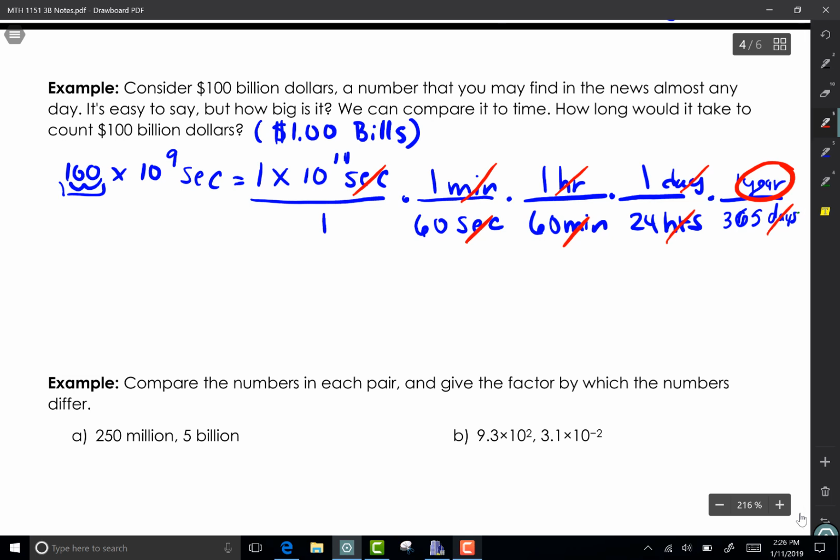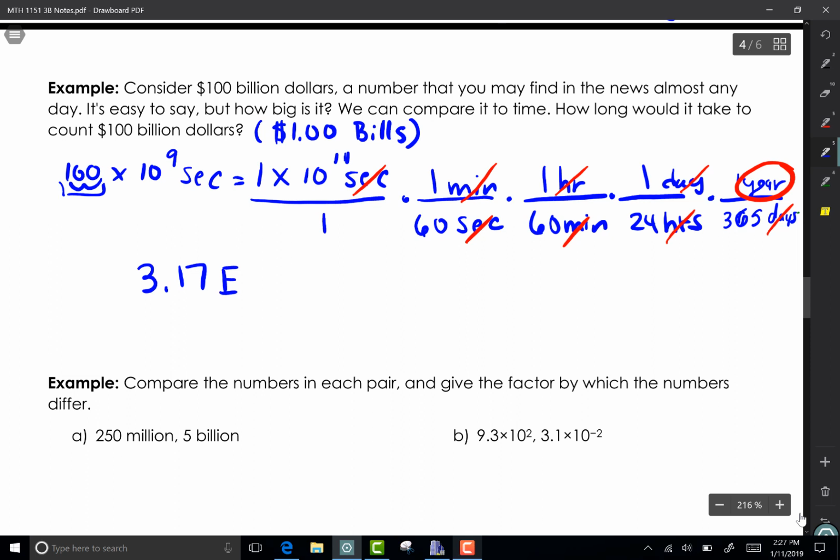count, estimating that it would be about a second per dollar bill. So when I multiply that out on the calculator, I get 3.17 E3, which means 3.17 times 10 to the 3rd.